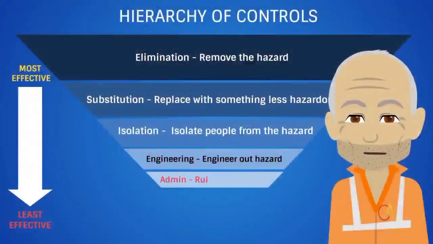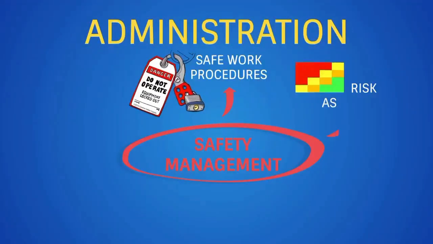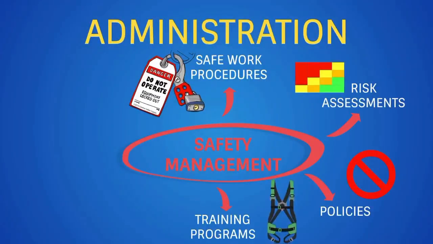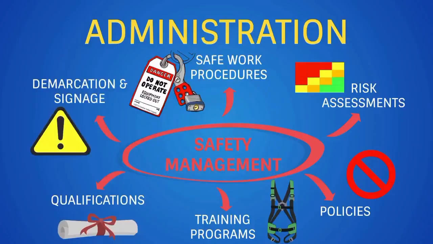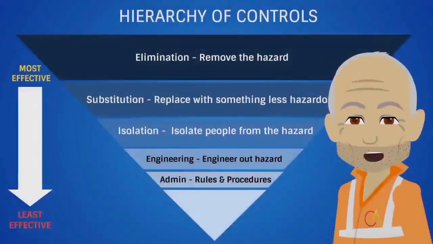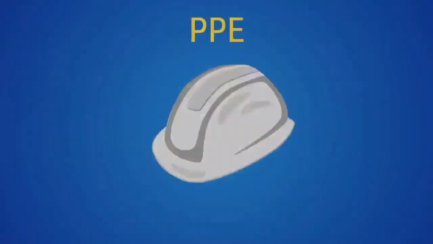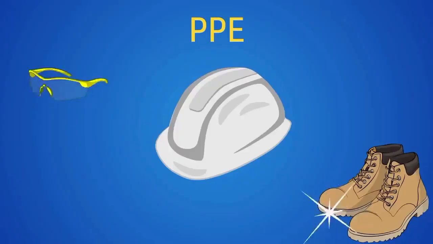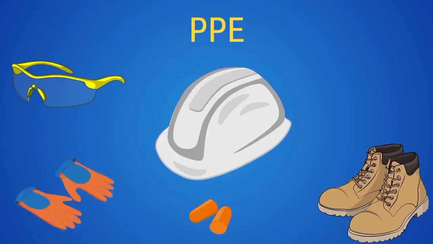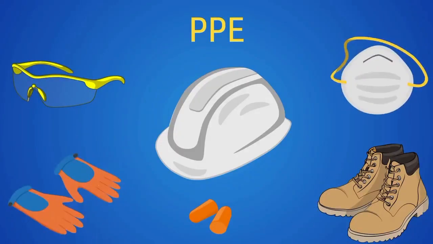Next on the hierarchy of controls is administration. This includes our safe work procedures, risk assessments, policies, training programs, qualifications, demarcation, and signage. As it's the last line of defense, the least effective control is personal protective equipment, or PPE. This includes hard hats, safety boots, eye protection, hearing protection, gloves, and dust masks.